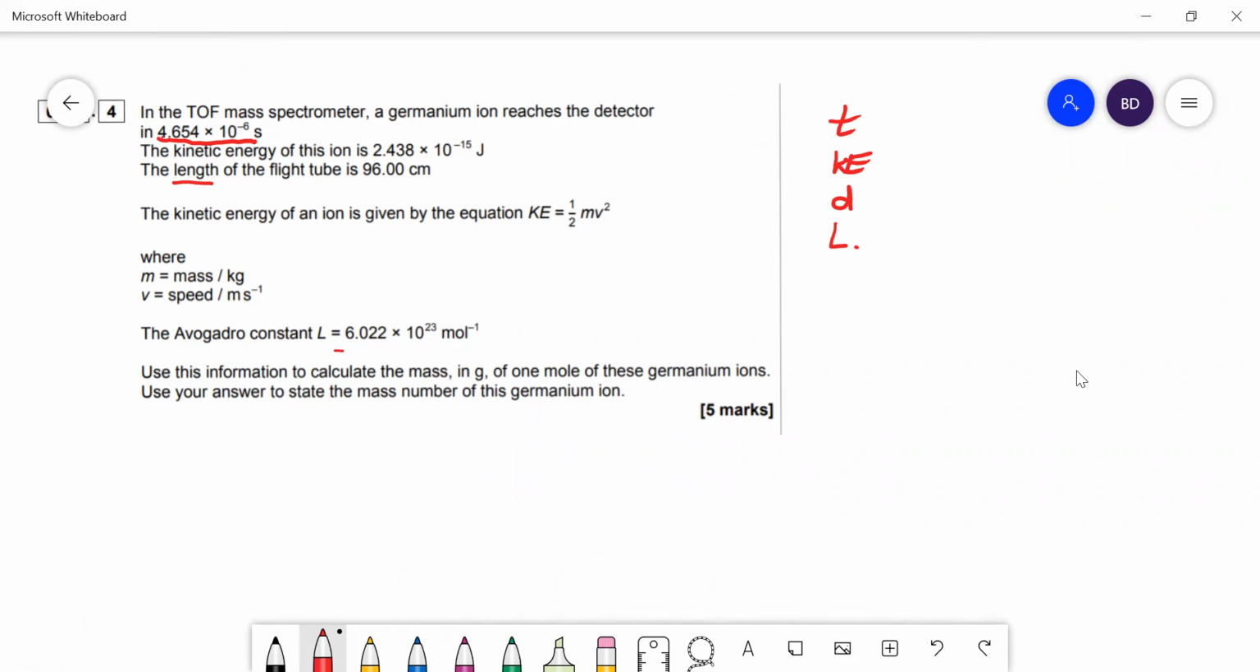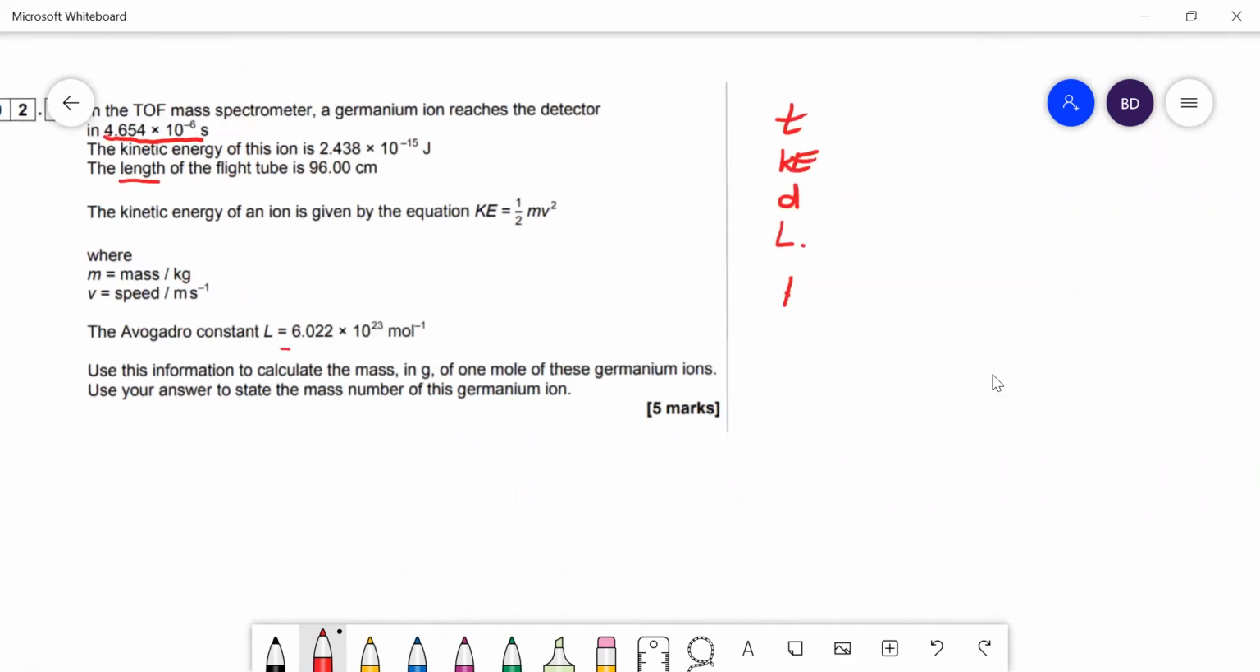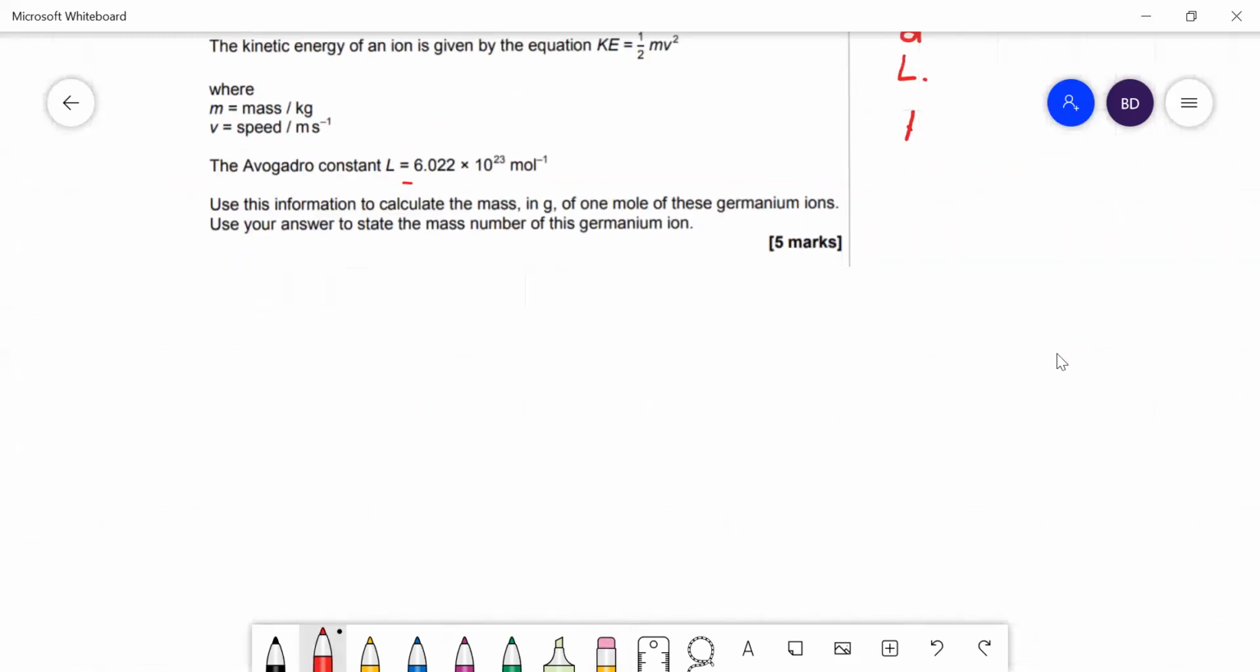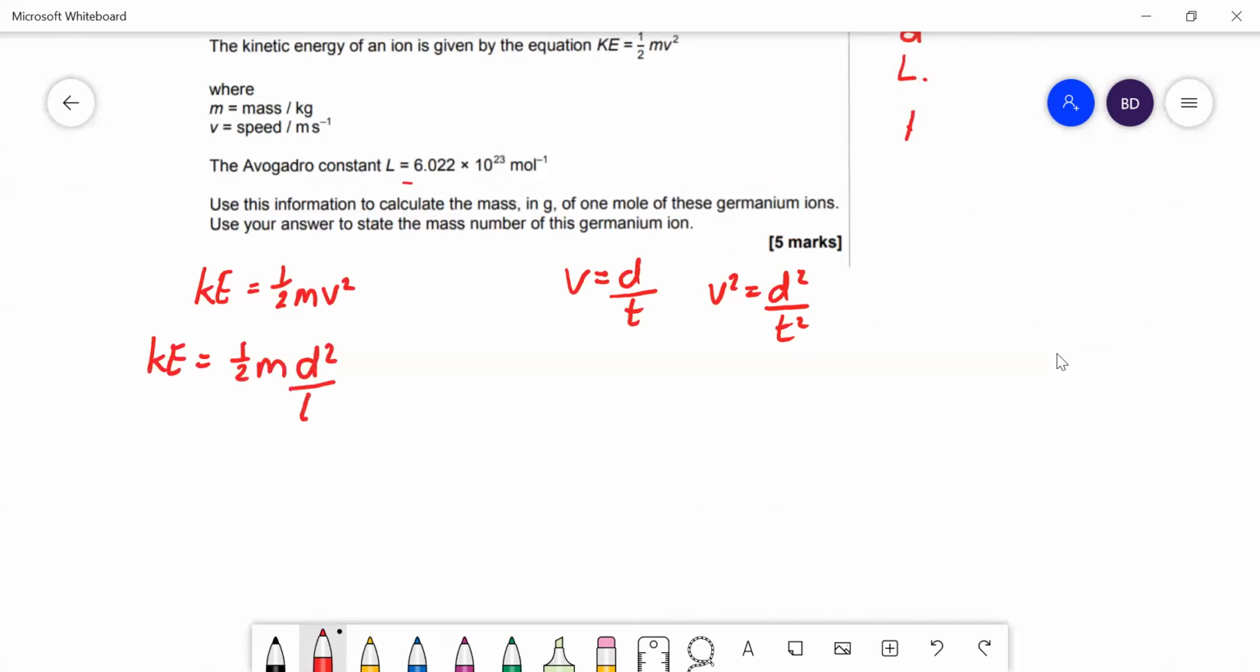So we've got to find out the mass of the ion. So here's our equation. I'll write it down at the bottom here. We know that kinetic energy is equal to half mv squared. We also know that velocity is equal to the distance over the time. So in other words, v squared is equal to d squared over t squared. So I'm going to substitute that in. So we're going to get kinetic energy is equal to a half mass of the ion, d squared over t squared. Now that will give us the mass of the ion in kilograms.